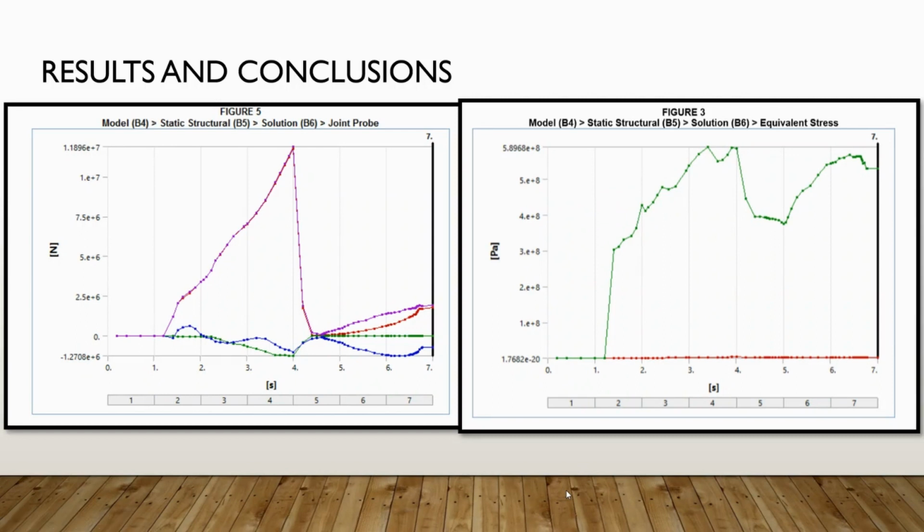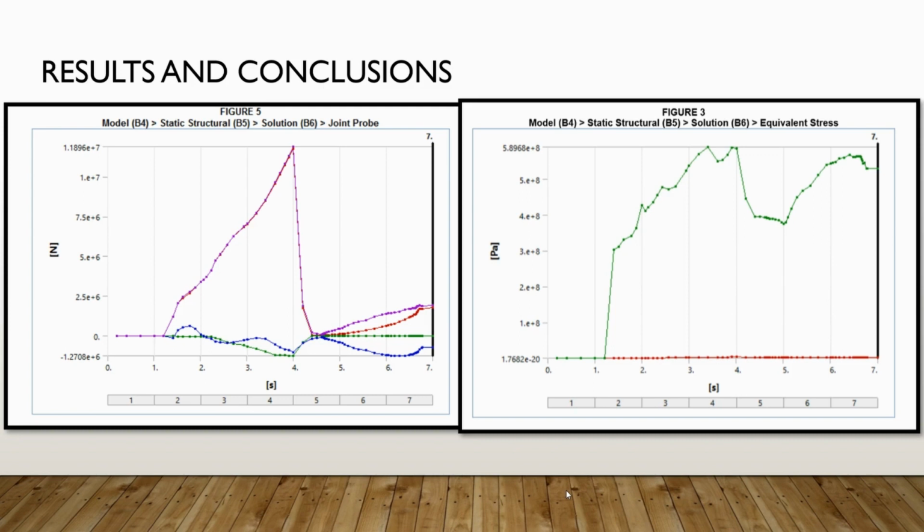Thank you, Arpit. Now, on to results and conclusions. In the figure on the left, figure 5, we have plotted the force with respect to time. The pink graph shows the total amount of force, and we can see that the force experiences a peak at around 4 seconds, which is when the dies are nearly fully closed. The red line shows the force along the direction in which the dies are converging, namely the x axis. The green and blue lines represent the force along the y and z axis respectively.